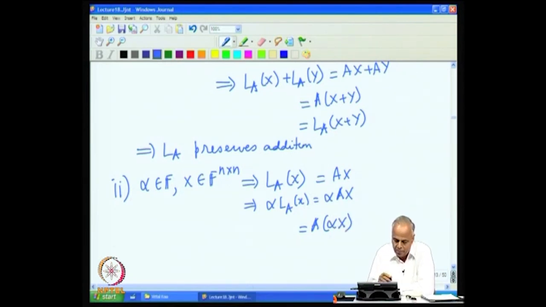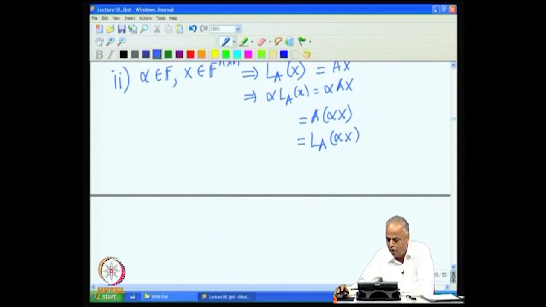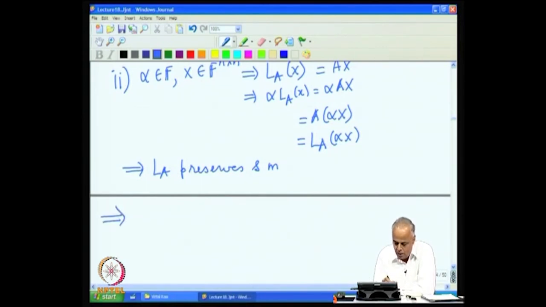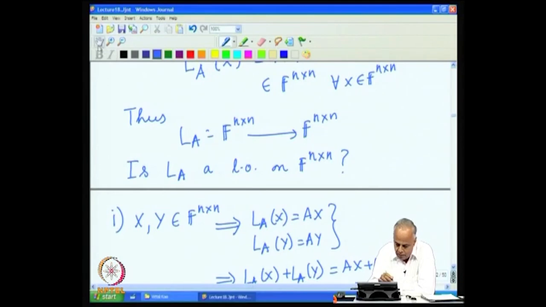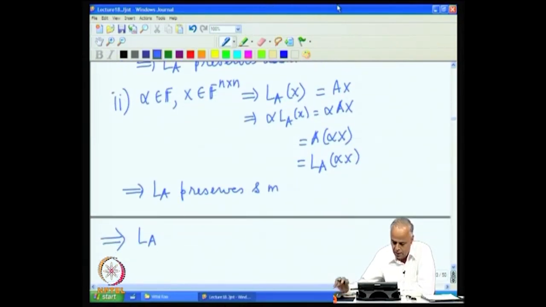So, again when we take x, an n by n matrix, and multiply it by a scalar, we get that alpha x is an n by n matrix, and whenever an n by n matrix is pre-multiplied by A, that means we are taking L_A of alpha x. And thus we see that L_A of alpha x is alpha L_A x. Therefore, L_A preserves scalar multiplication. Thus, L_A preserves both addition and scalar multiplication. By 1 and 2 together, L_A is linear, and since it is a transformation from F^(n×n) to itself, it becomes a linear operator. So, L_A is a linear operator on F^(n×n).